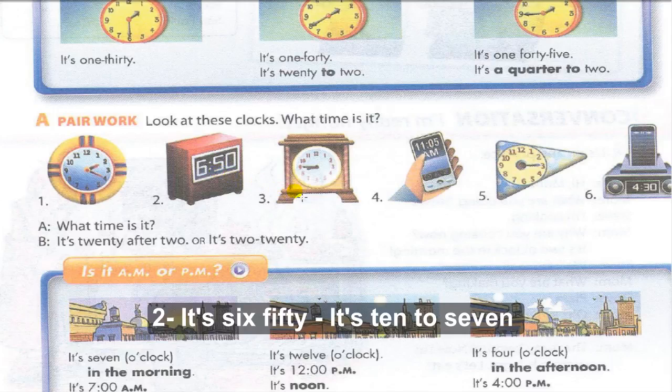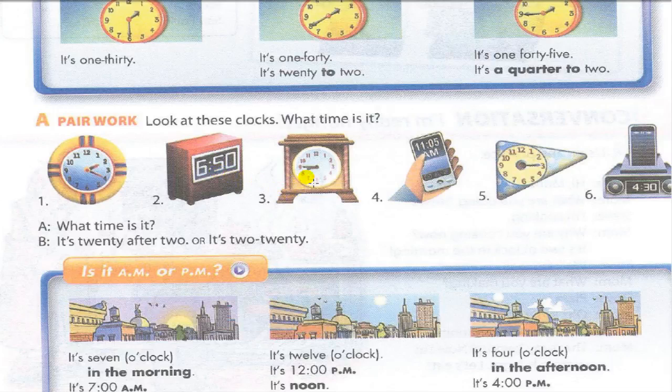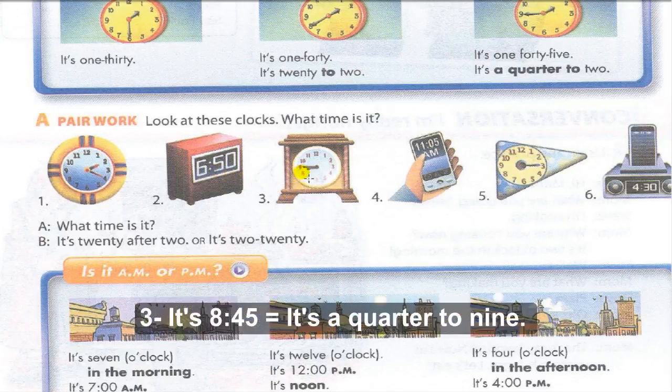3. What time is it? It's 8:45. This is an hour, 30 minutes, 15 minutes, 45 minutes. So what time is it? It's 8:45. It's a quarter to 9. It's a quarter to 9 o'clock.